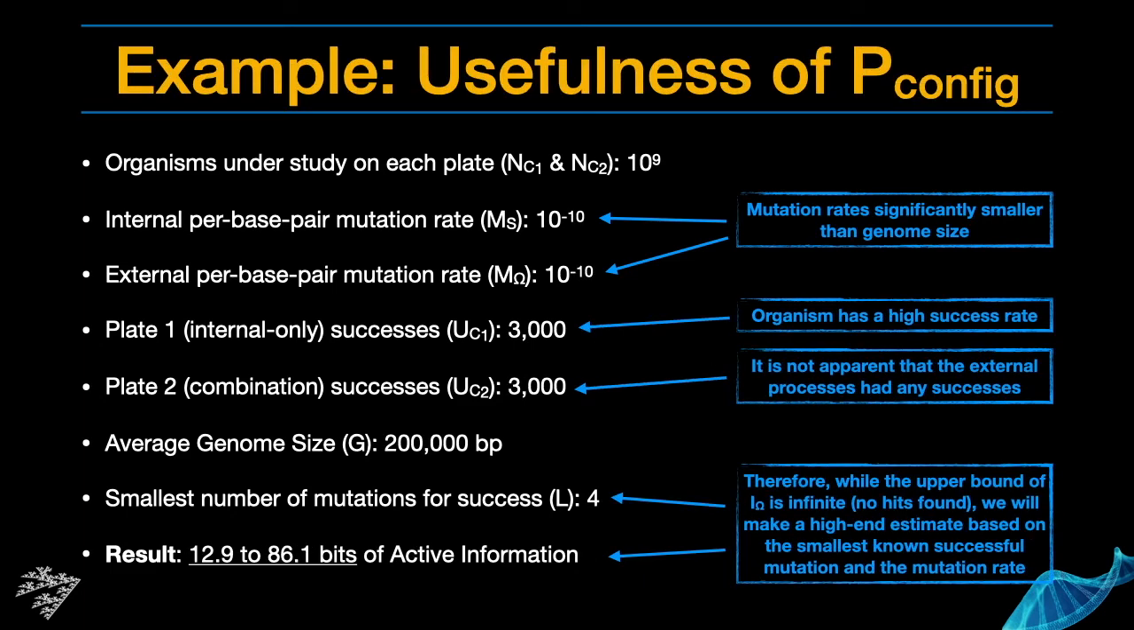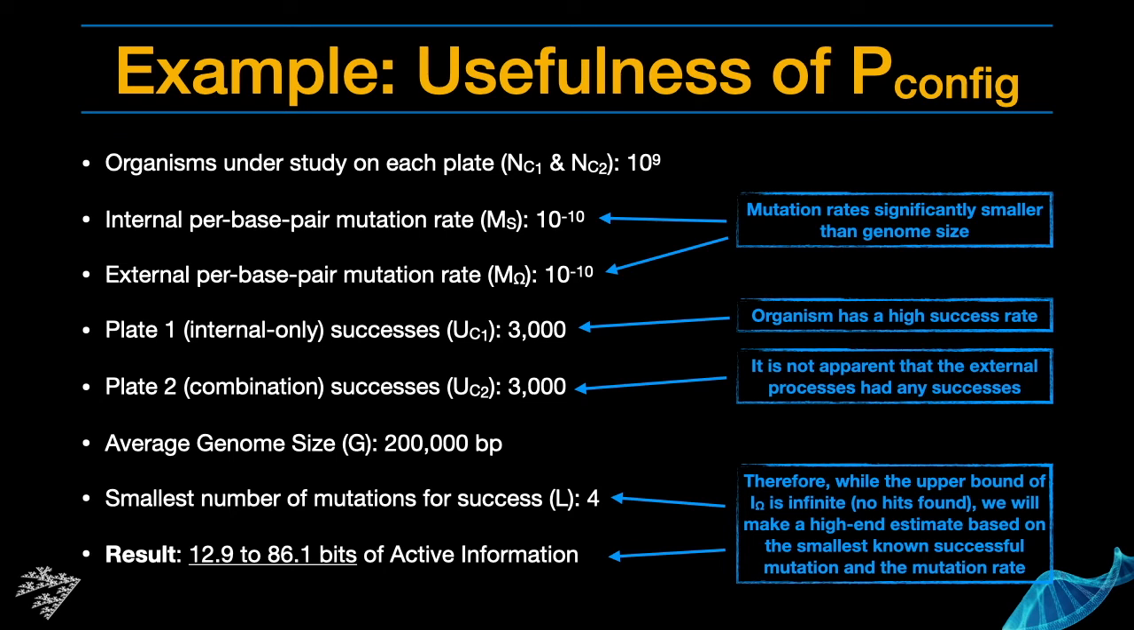So here's one that shows you the usefulness of Pconfig. Okay, so we're going to have an internal per base pair mutation rate of 10 to the negative 10th. Same for external. On plate 1, we're going to get 3,000 successes. In plate 2, we're also going to get 3,000 successes. So it's not apparent that the external process had any successes. So on the large end, if you actually subtract it off, it could be that the random processes had zero effect, that it found zero of them.